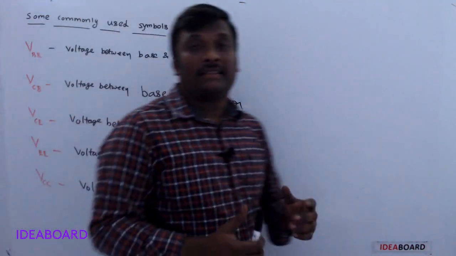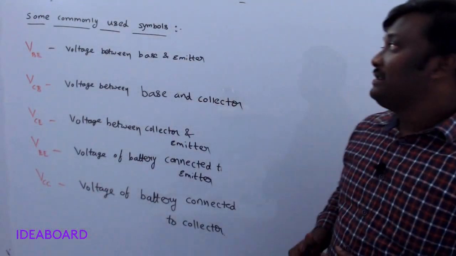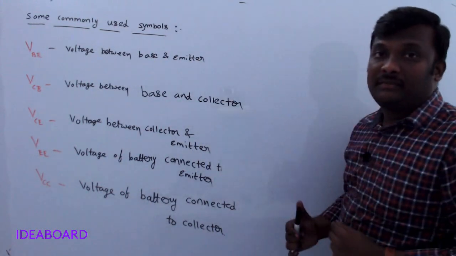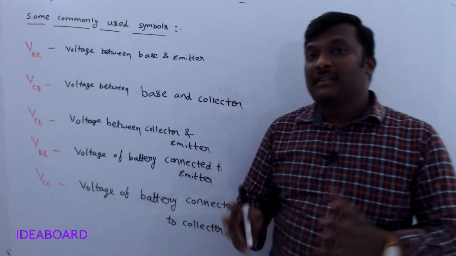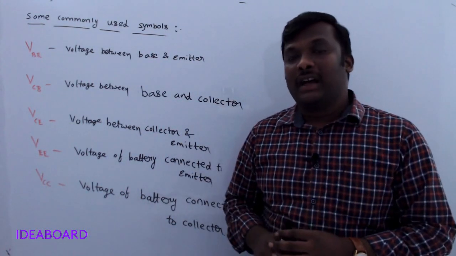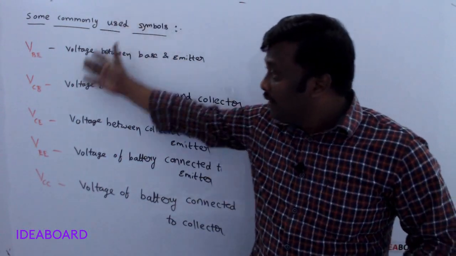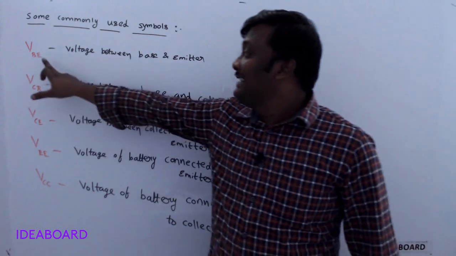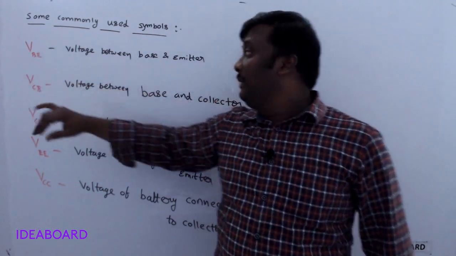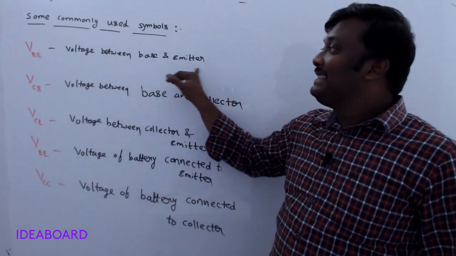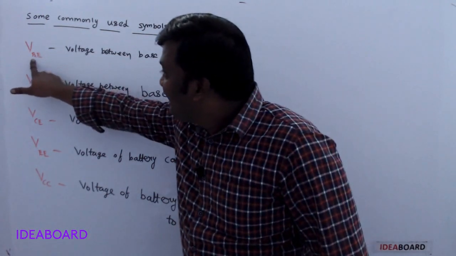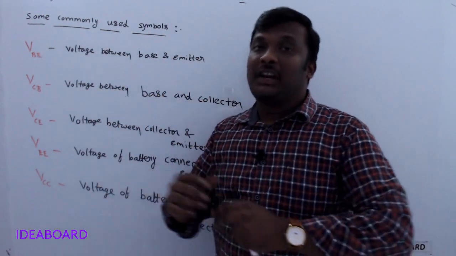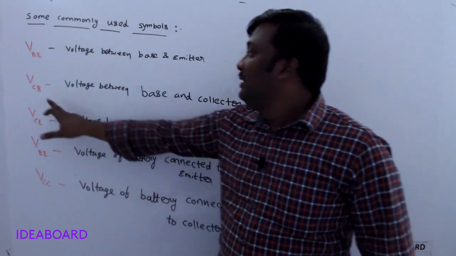In the transistor concept, we are using some symbols. Transistor is a very huge concept, so we will use these types of symbols in the further classes. One is VBE. What is VBE? Voltage between the base and emitter. So there is some potential drop across the base-emitter.